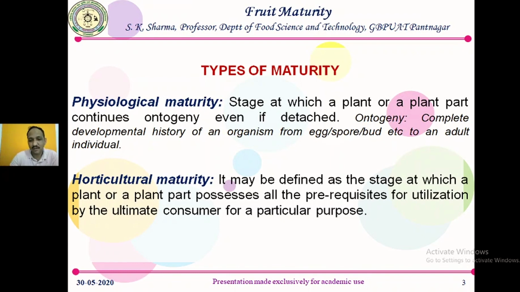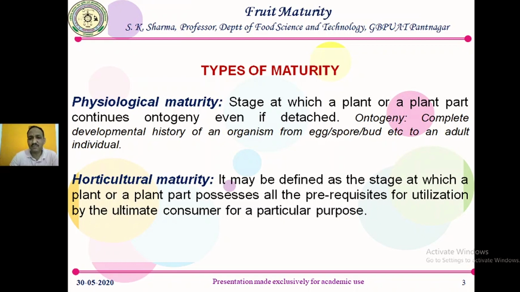Definitely it should be ripe. It should be ripe, the color pigments should be there, the TSS should be good, and so many other things. But the same mango, if I have to utilize it for pickling, what stage will you select? Will it be the same stage? No. Both of them will be different stages. It means that the consumer is the same, the purpose is different, so the horticultural maturity changes.